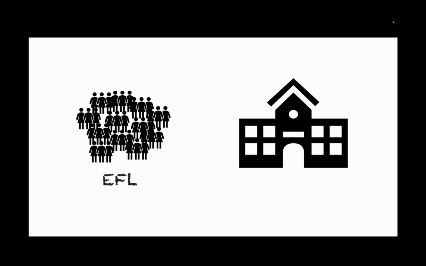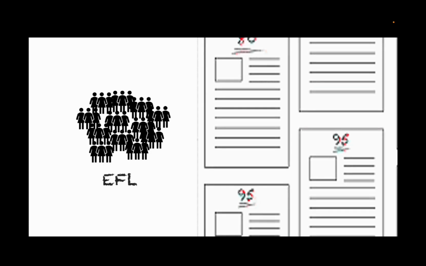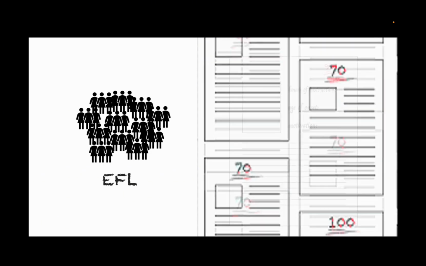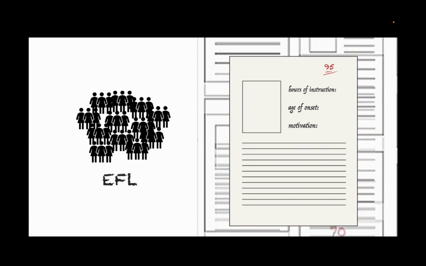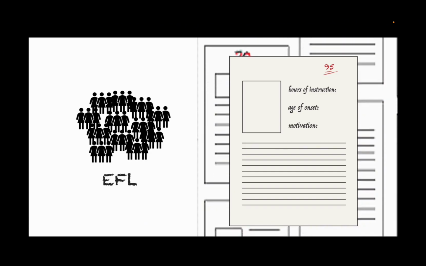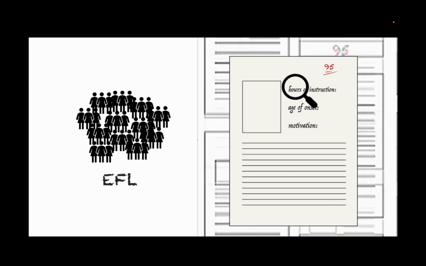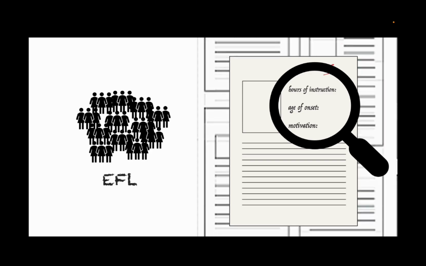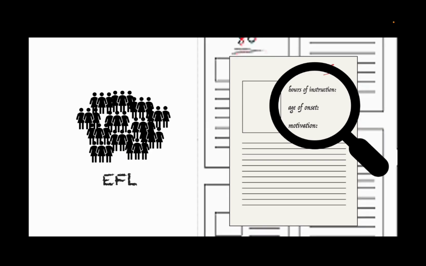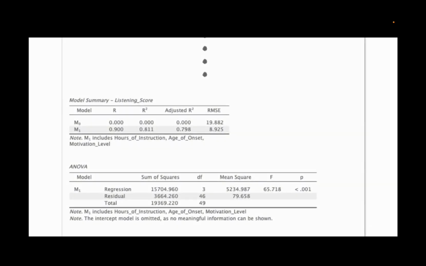Would this study be a use case for regression? I collected data from university EFL learners and want to see if their speaking test scores can be predicted based on their hours of instruction, age of onset, and motivation. Perfect example. In this case, hours of instruction, age of onset, and motivation are independent variables, and speaking test score is the dependent variable. If you look at your JASP output, you can see three tables: model summary, ANOVA table, and coefficients table.